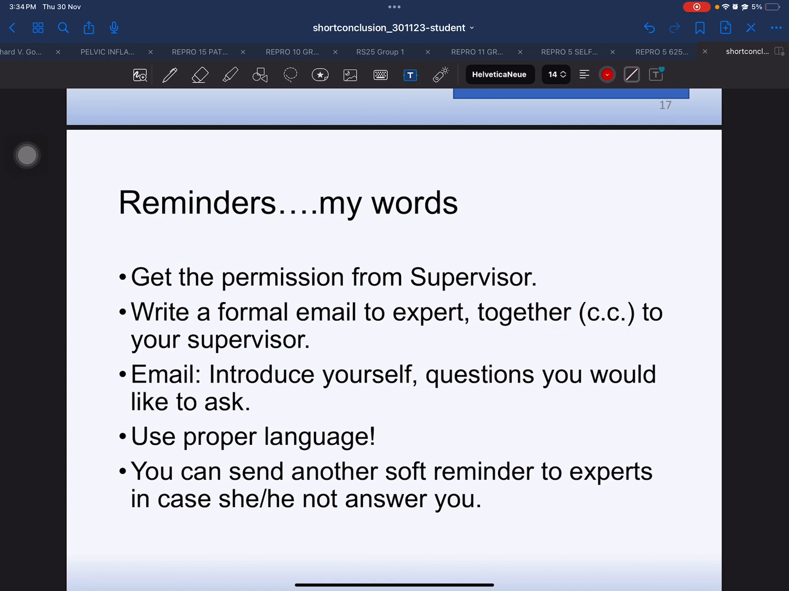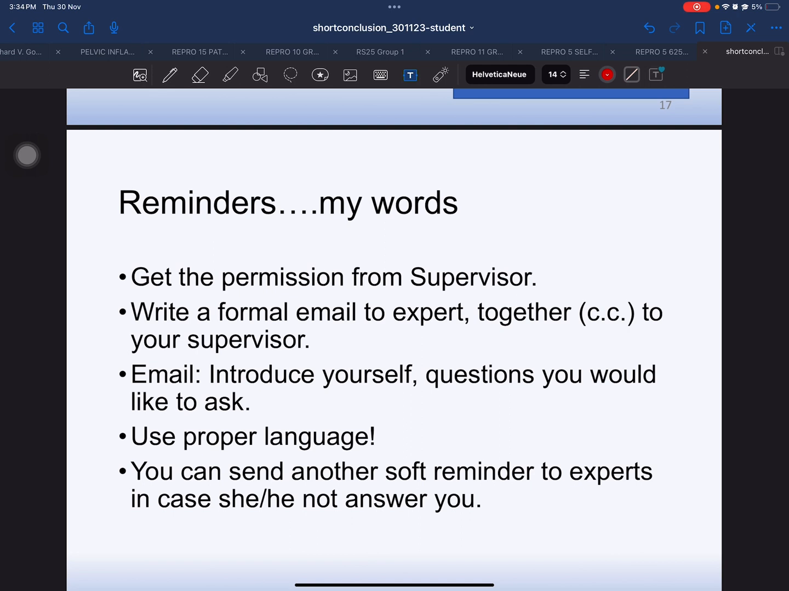Okay, bear in mind now, when doing the proposal, please always deal with your supervisors. I know some of the supervisors will ask you to come to see me or any lecturers that teach this research methods course. You cannot come to see us without your supervisor's permission. Firstly, you need to get permission from the supervisors, and then secondly, you write a formal letter or email to the expert, and CC your supervisor. Introduce yourself, state your question, and use proper language. You can send another soft reminder to the expert in case she or he does not answer you.